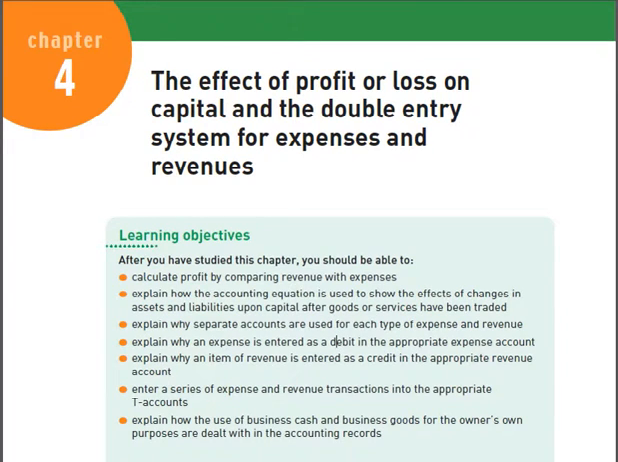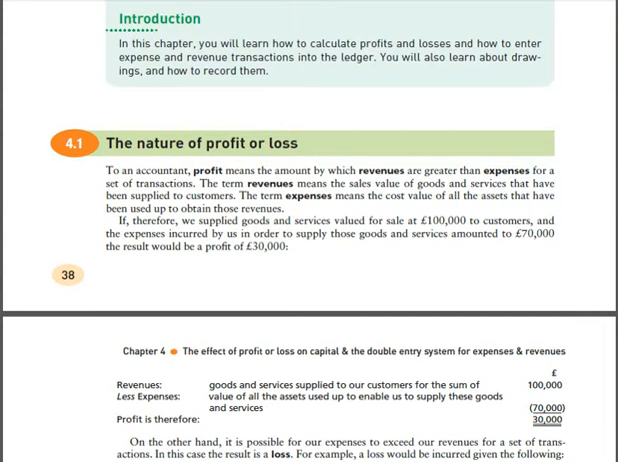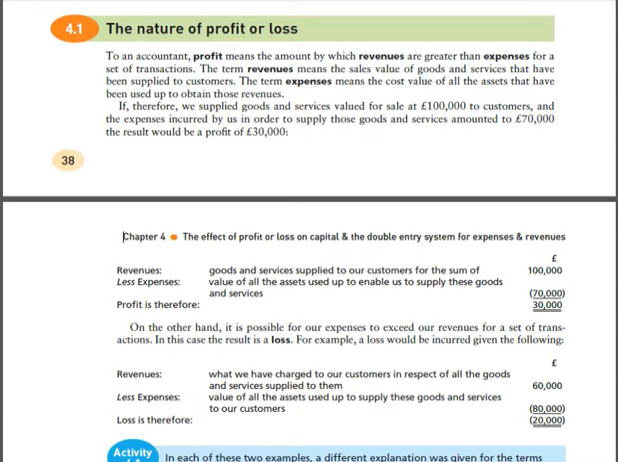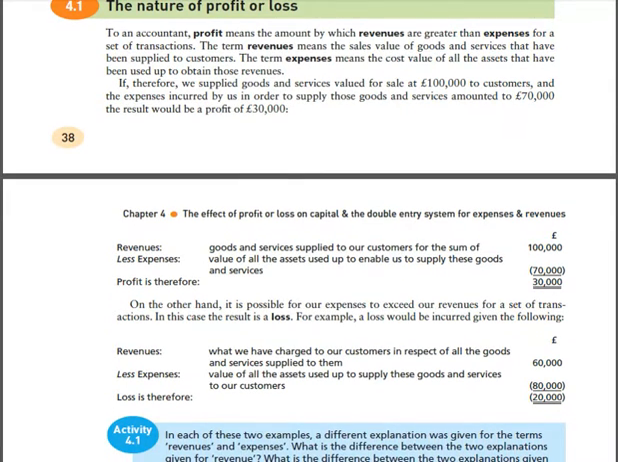In chapter 4, we'll take the concepts of double entry, which we learned in chapter 2, and expand on it. In chapter 4, we'll dwell on the effect of profit or loss on capital and the double entry system for expenses and revenue. So moving on, a business's primary aim is to generate a profit because without profit, the business would not have sufficient resources or the return to continue operating.